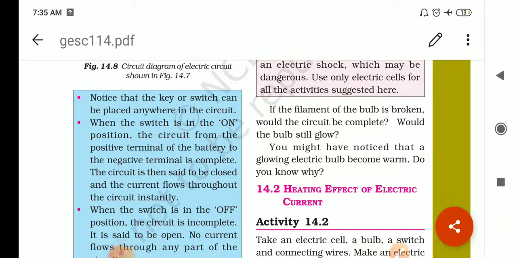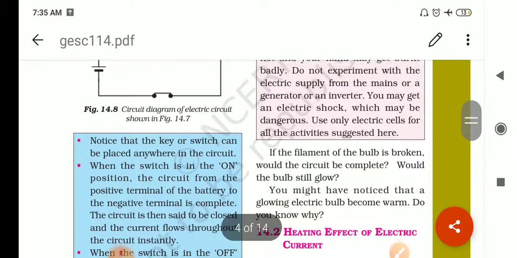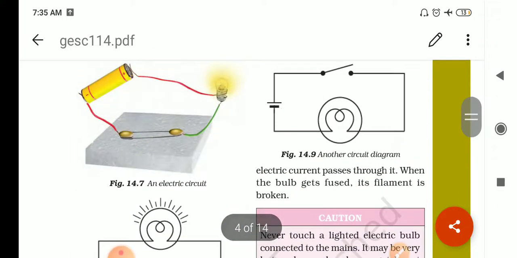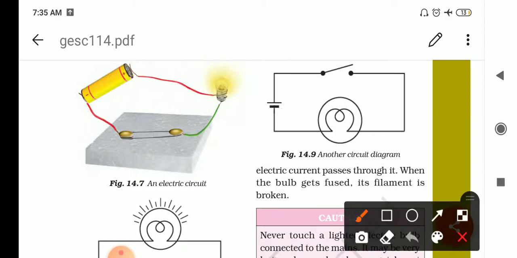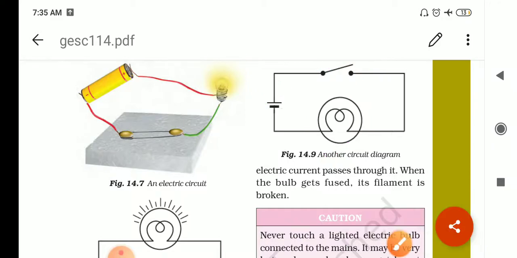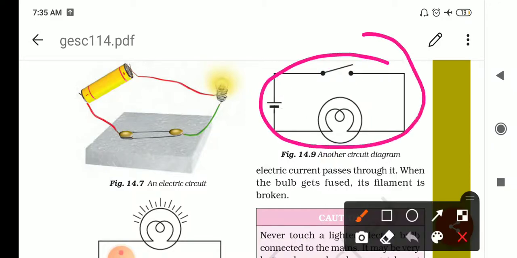Today we are going to start the second part of the chapter electric circuit, right? In the previous video, I told you to draw the circuit diagram, and this is the circuit diagram. I told you that in this diagram you can adjust this switch, this cell and this third component, the bulb, anywhere in the circuit, okay? Can you tell me which type of circuit this is? Is it open or closed?